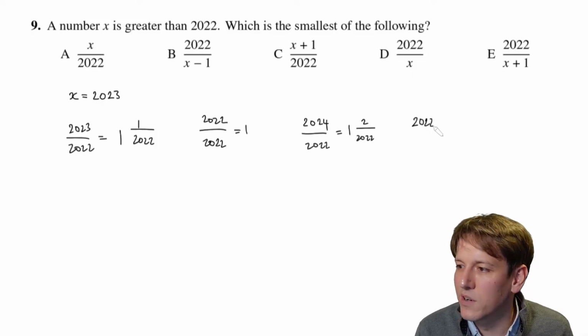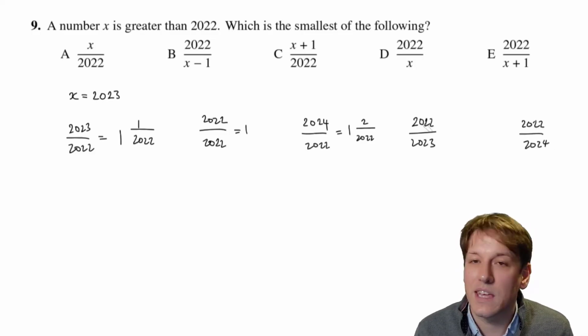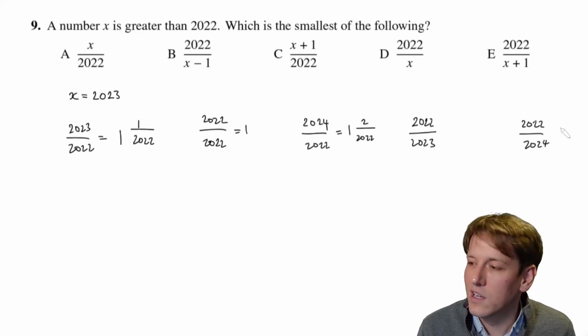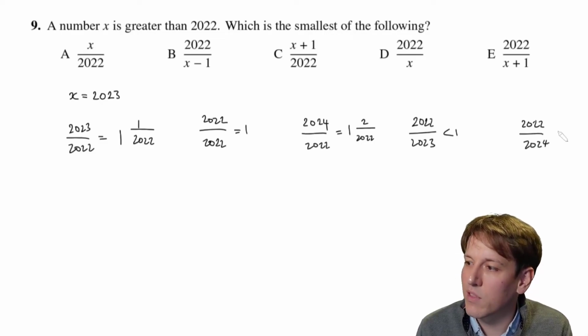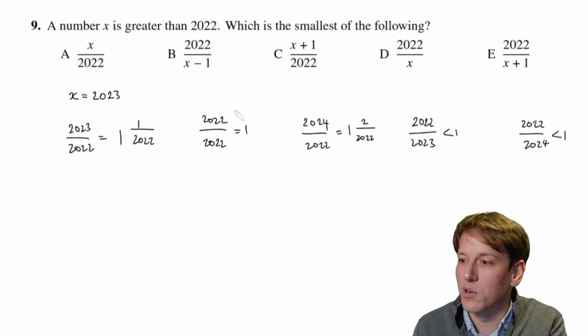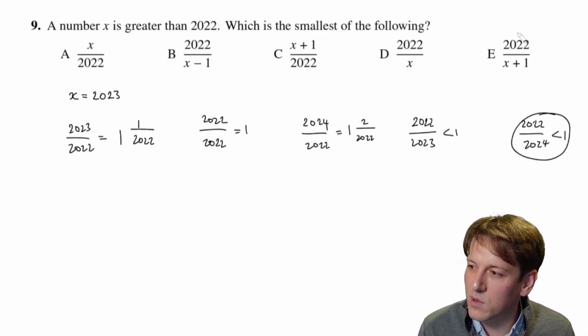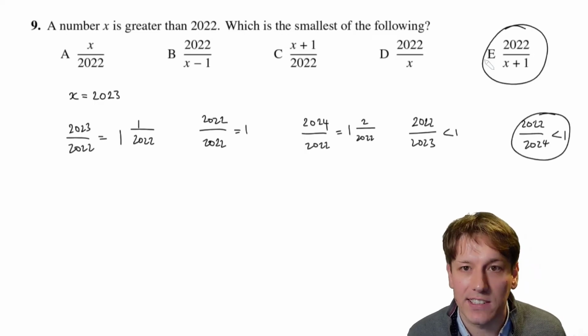We're looking for the smallest one, and we've got 2022 over 2023, and we've got 2022 over 2024. So here I'm either taking 2022 and dividing it by 2023 or 2024. If I divide by the bigger number, I get the smaller result, and also these two are both less than 1, so they're smaller than all of the other ones here. So the smallest number out of all of these is this one, and the answer here is E, and we don't have to work in any generality.